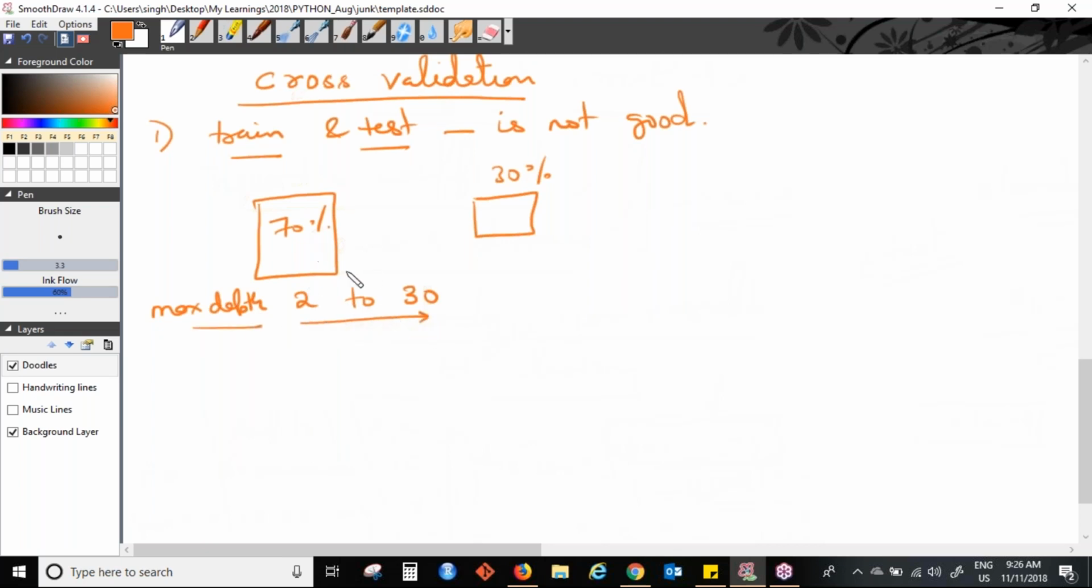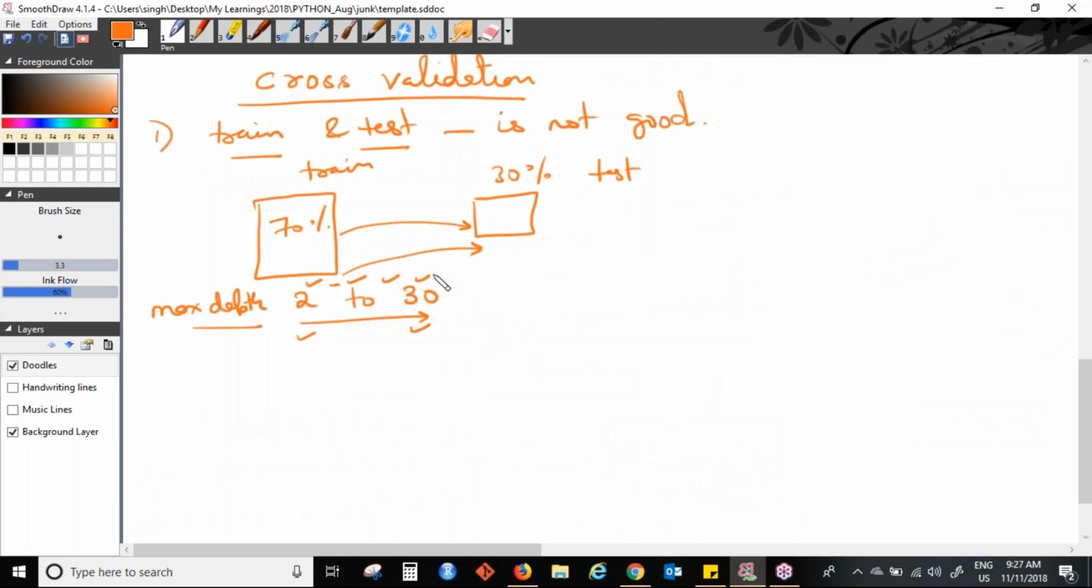I don't know which is the best value. So for which value of max depth is my test data accuracy the best? I don't know that. So how will I know that? I will use each of these values iteratively. First I will use 2 as the max depth, then I will go to my test data and see how the performance is. Then I will take 3 as my max depth, go to the test data and see the accuracy for depth 3, and so on till 30.